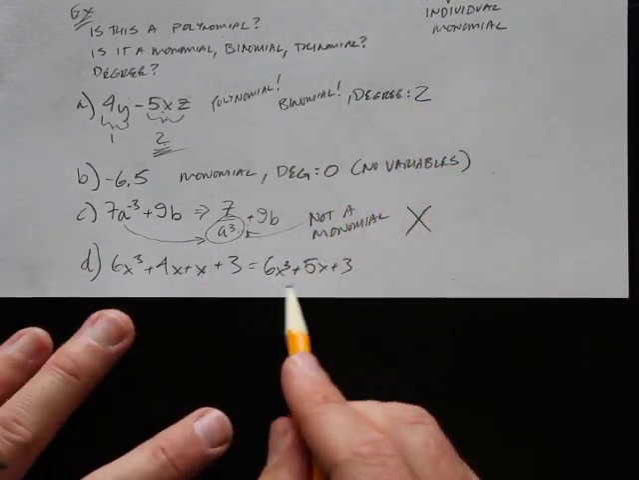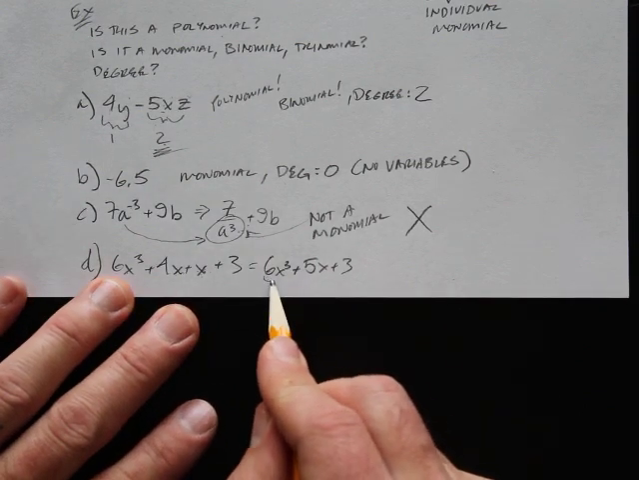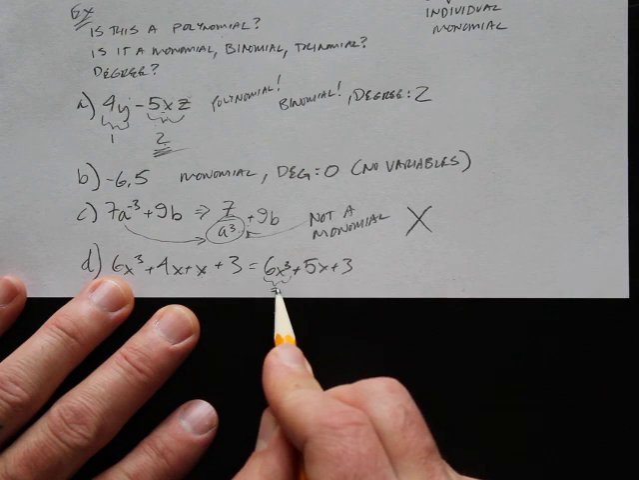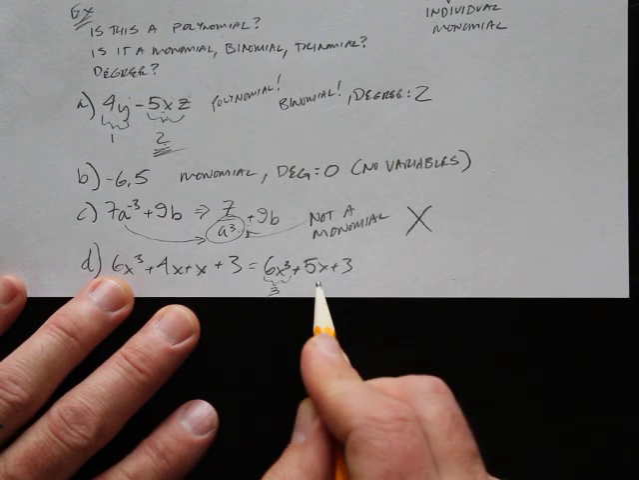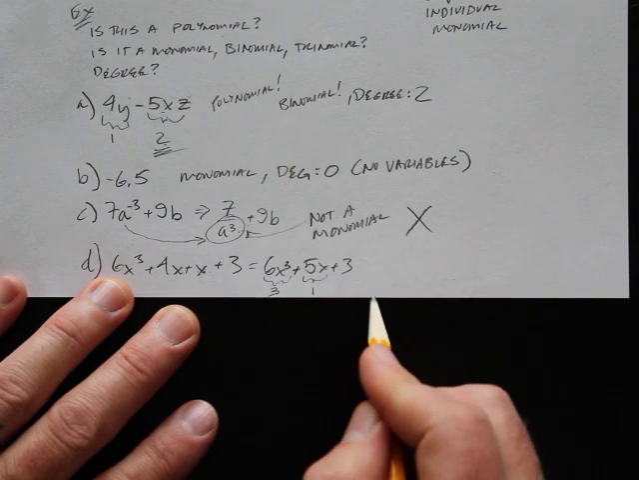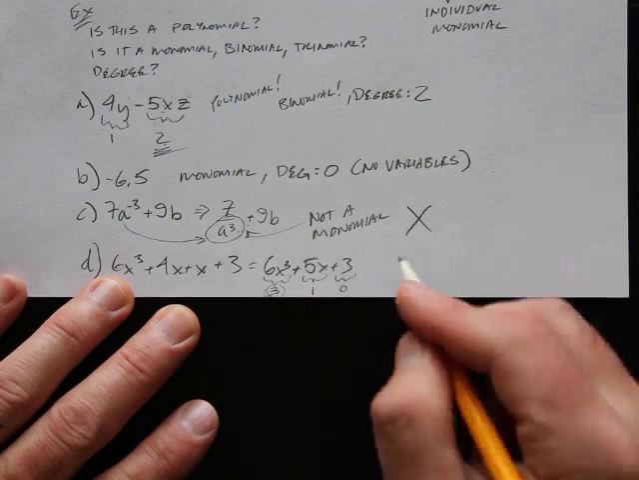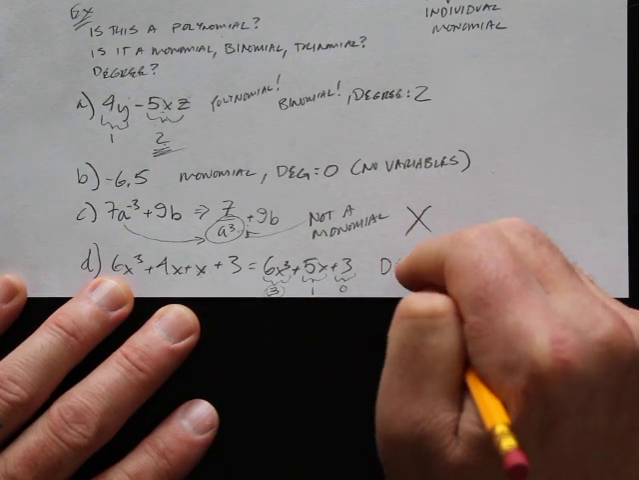Now I'm going to decide which of these is the greatest degree. So here I've got x to the third, so that monomial there has a degree of 3. This one is x to the 1 power, and 3, that one's 0. So the greatest degree here is 3. My degree is 3.